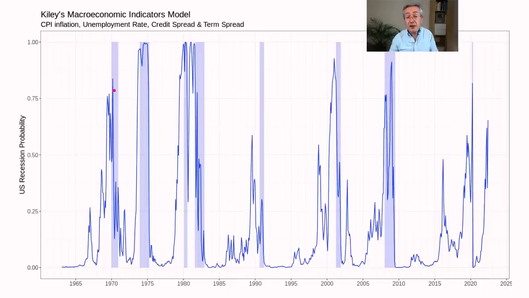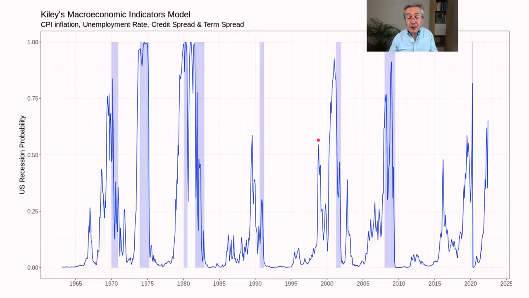So the blue line that you can see here is the output of that model. And the output is a probability of recession over the next 12 months. And the blue shaded bars are when the US recessions have actually occurred, according to the NBER committee. And you can see the model's pretty good. When this spikes above, say, 0.7, 0.6, it's very likely that you get a recession within a year.